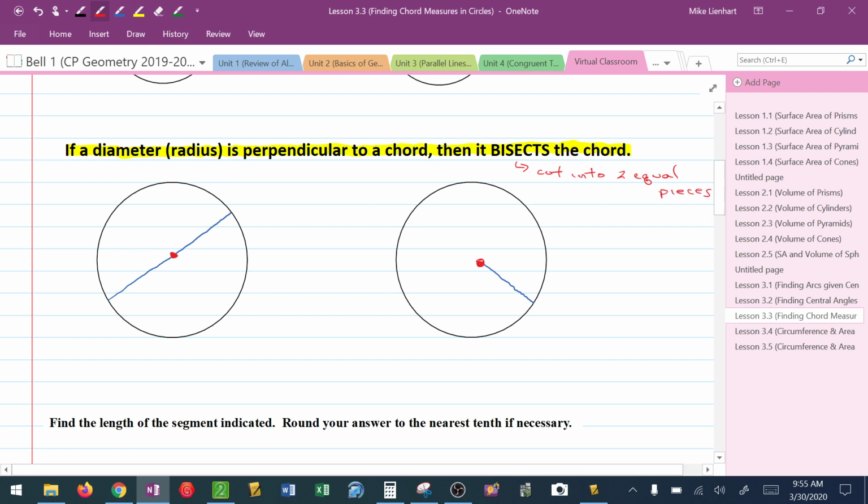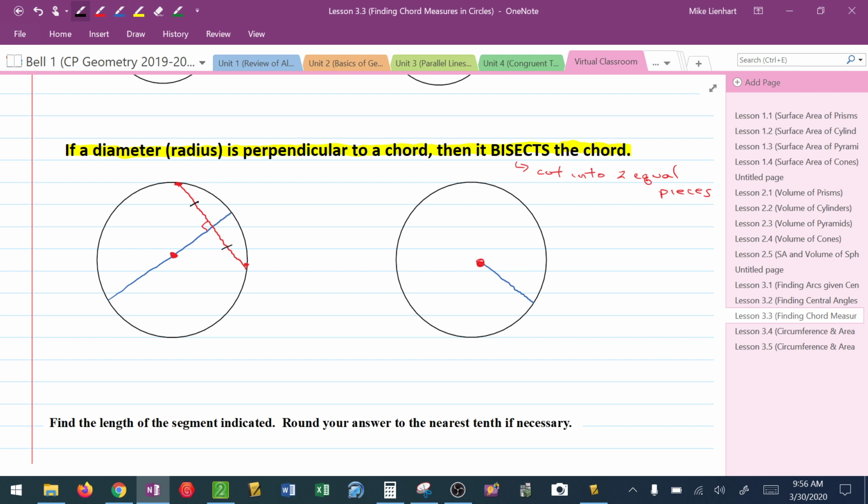All right, so let's take this diameter in this first picture on the left, and I'm going to draw a chord that forms a perpendicular with the diameter. If this occurs, then I know that this piece is congruent to this piece. That diameter bisects the chord as long as it is perpendicular to the chord.